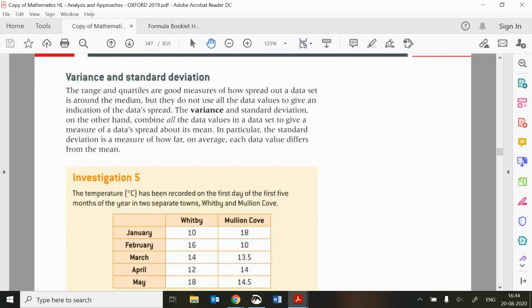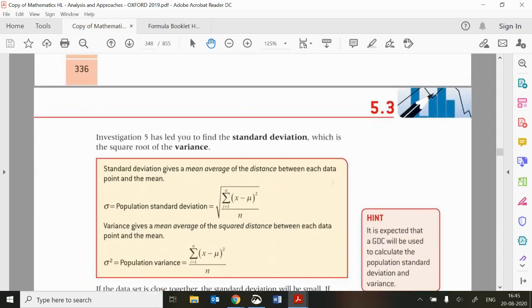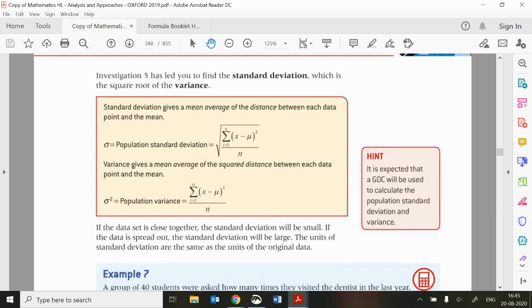Okay, well, in the book, now they're talking about a little investigation here, and then they're going on to define the population standard deviation and the population variance.